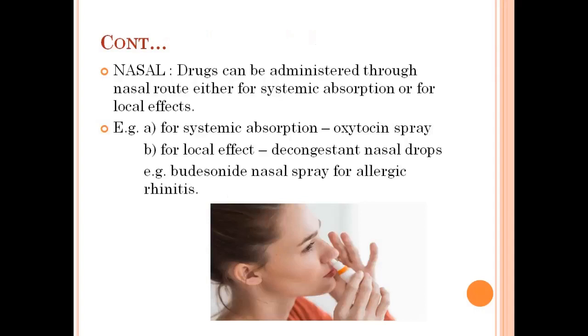Nasal. Drugs can be administered through the nasal route either for systemic absorption or for local effects. Example, for systemic absorption is oxytocin spray, and for local effect like decongestant, nasal drops can be used. The other example is budesonide nasal spray for allergic rhinitis.